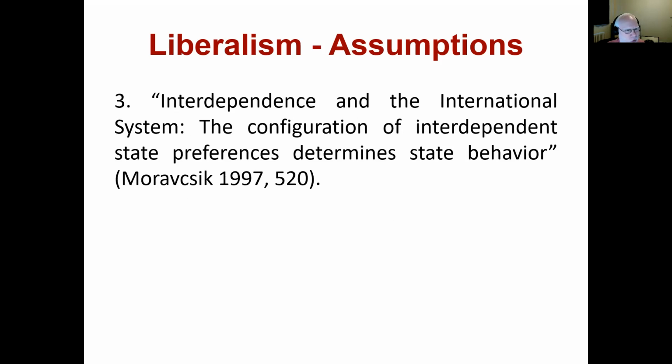And then finally, interdependence in the international system. So the configuration of interdependent state preferences determines state behavior. Realism doesn't really look at interdependence and how you rely on other states. This is something that liberalism brings in more, because remember in neorealism, you're pursuing self-help, so you don't want to be relying on others. Now there are exceptions in terms of alliances where, to a certain extent, you are relying on others, but because liberalism allows states to pursue more varied goals, there's more opportunity for working with others.